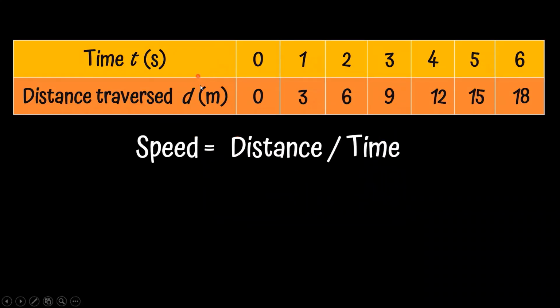Okay, our first problem is there's a table and there are times and distances. In 0 seconds, distance traveled is 0 meters. In 1 second, 3 meters. 2 seconds, 6 meters. 3 seconds, 9 meters. 4 seconds, 12 meters. 5 seconds, 15 meters. And 6 seconds, 18 meters.